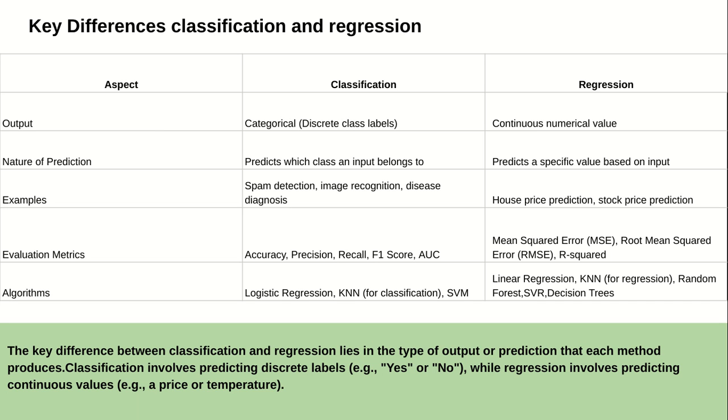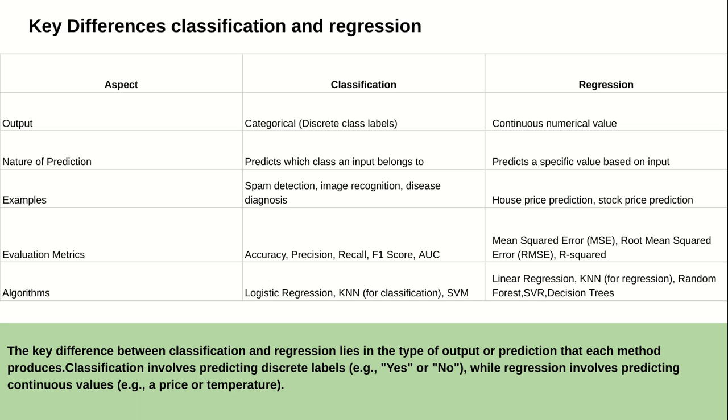So support vector machines for classification, and support vector regression for regression techniques. And then you have decision trees, but still we are using the regression techniques. When it comes to classification, we use decision trees for classification, support vector machines for classification, logistic regression for classification.